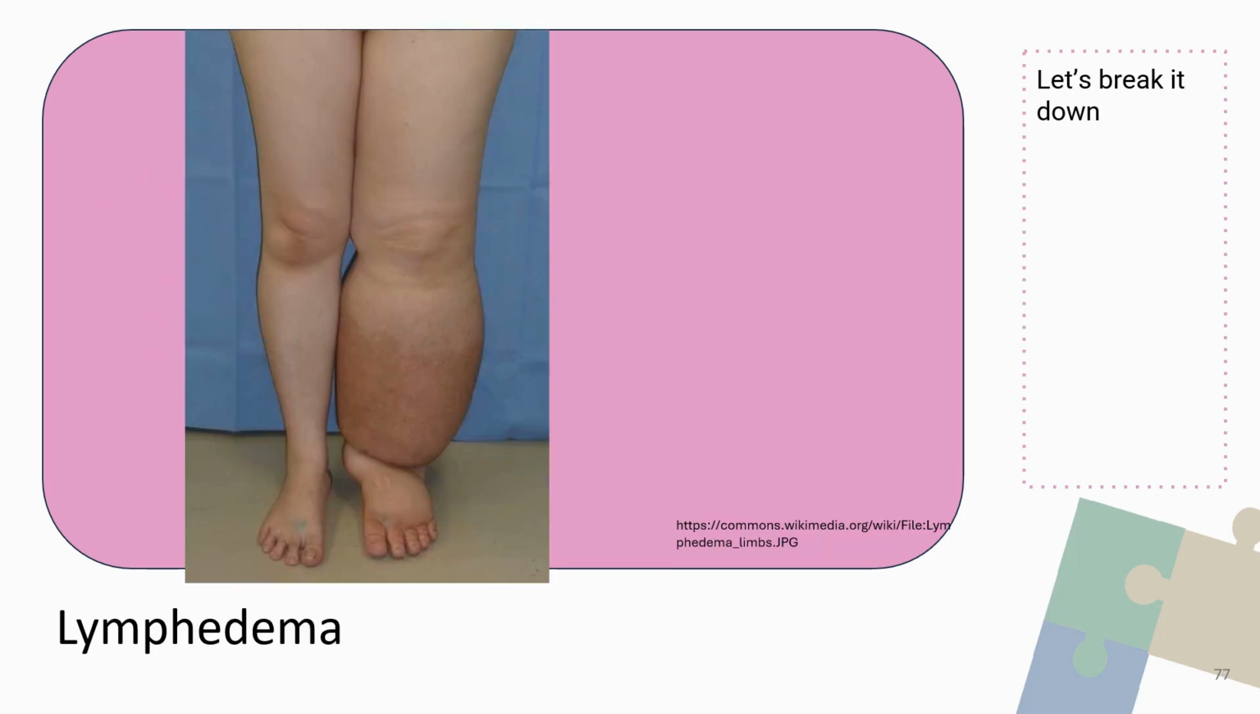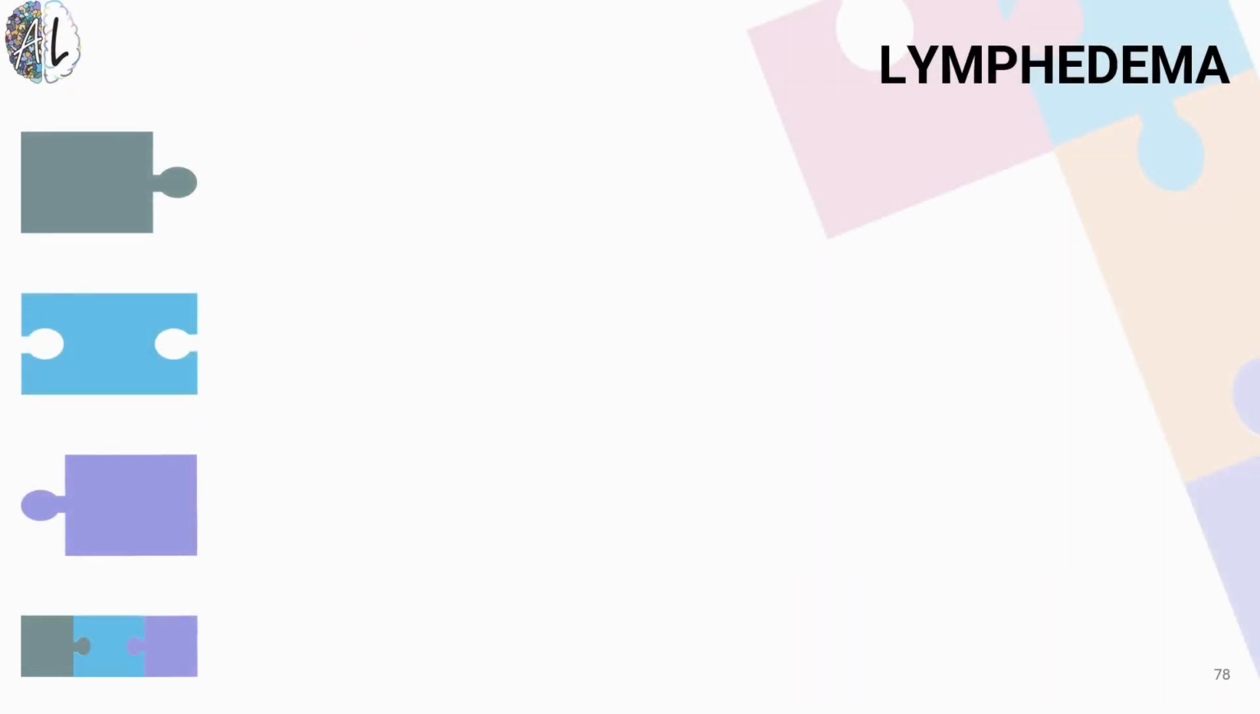Okay, next up is another common one, and that is lymphedema. Again, we can really get a good idea of what's happening here if we break down the medical terms, so let's do that first. Okay, so let's see if you can find the prefix, the root, the suffix, and the definition of the term lymphedema.